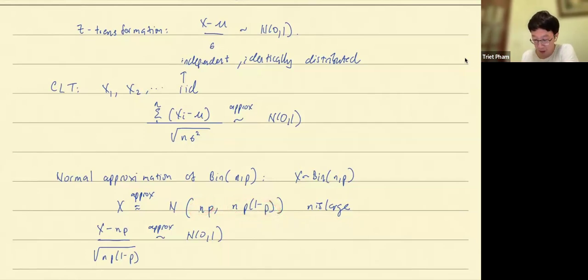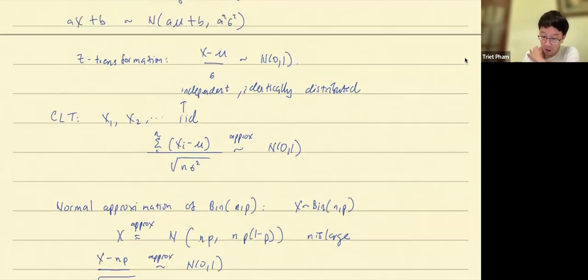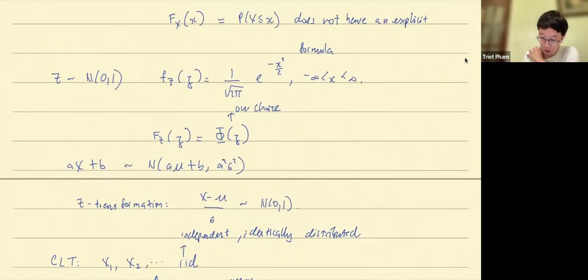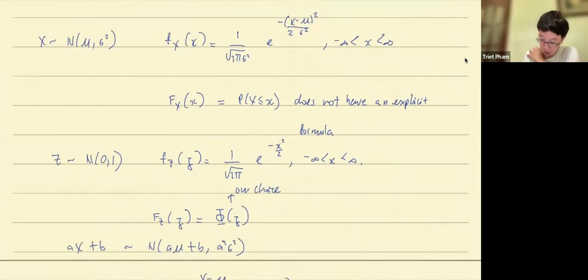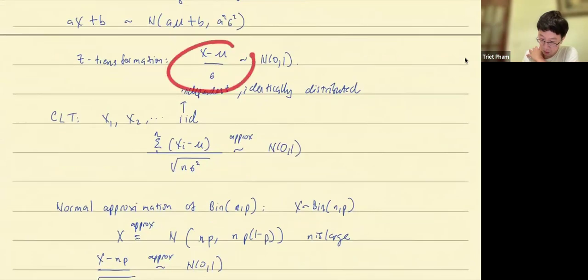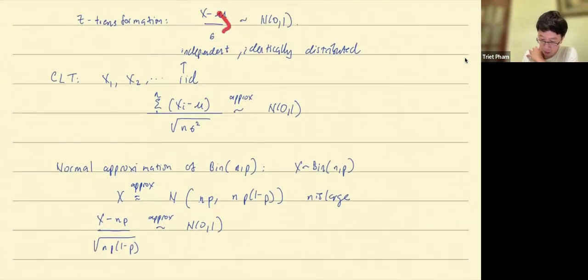And you don't have to memorize the normalization form. You can keep two of them separate, right? NP is the mean of the binomial. This is the variance of the binomial. So also, the Z transformation will exactly correspond to that. So you don't have to memorize one more thing. That's all I'm trying to say.